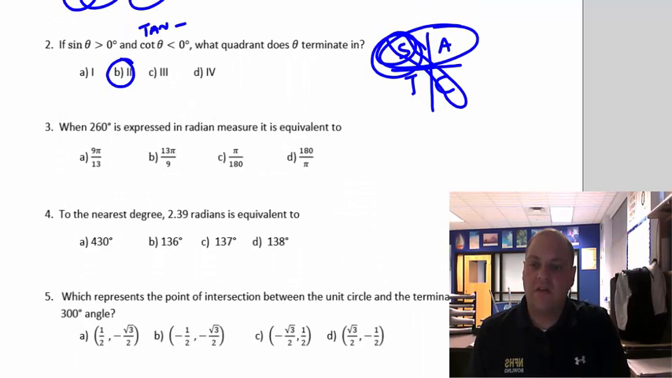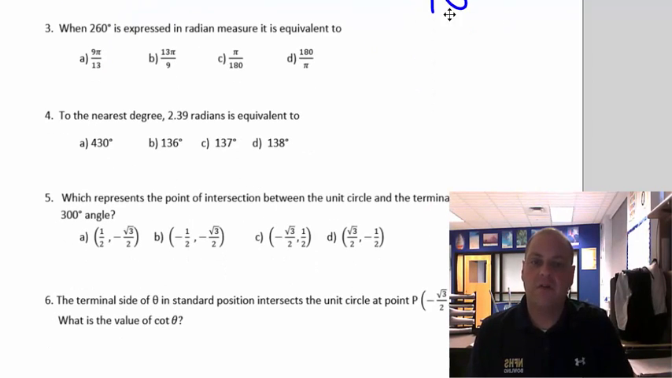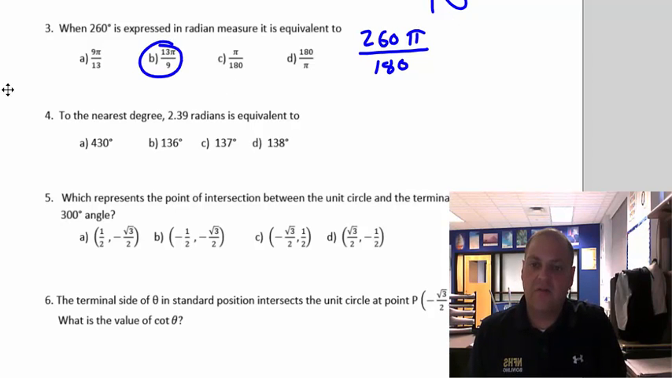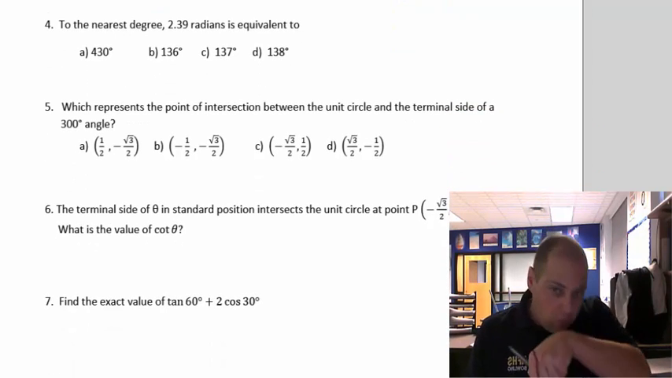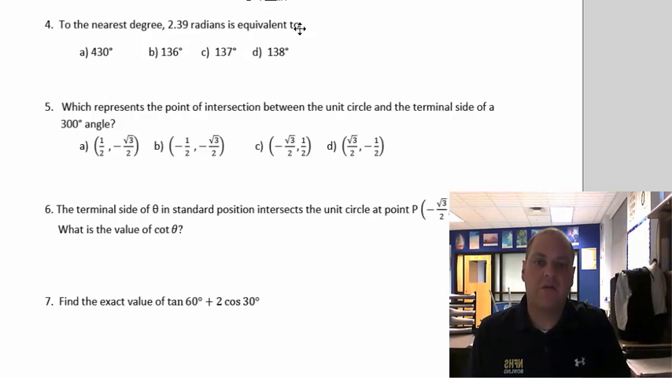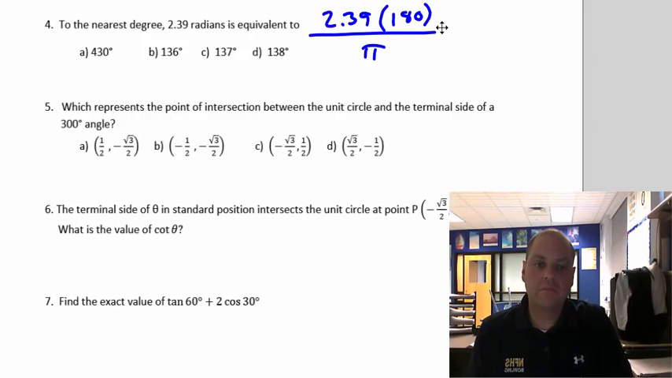When 260 is expressed in radian measure, what do you do? Well, you go 260 and then you go pi over 180, and then you're just going to reduce 260 over 180, and you're going to get 13 pi over 9. To the nearest degree, 2.39 radians is equivalent to what? So you take your radian measure, you multiply by 180, and then you divide by pi. Okay, and that's going to give you 137.